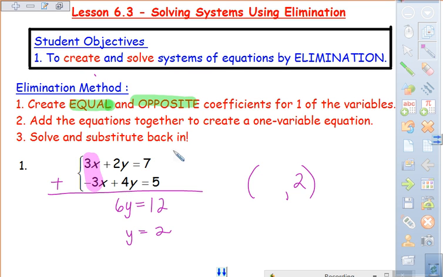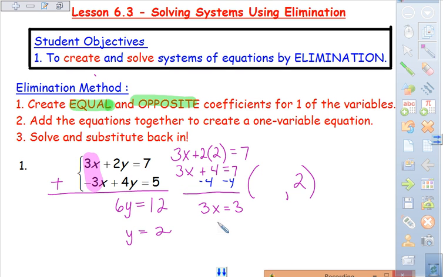So my top equation turns into 3x plus 2 times the 2 that we just figured out is equal to 7. Simplify. Subtract 4. And we get 3x equals 3, so x is 1. This is how you complete a systems of equations by solving with elimination.